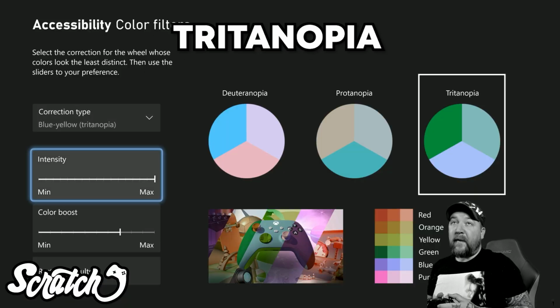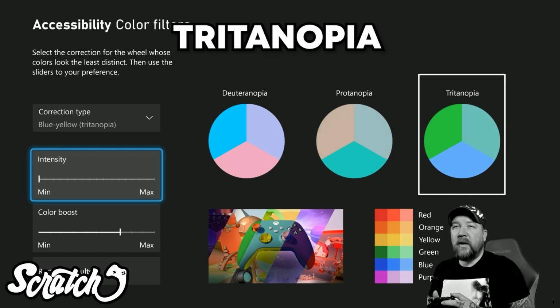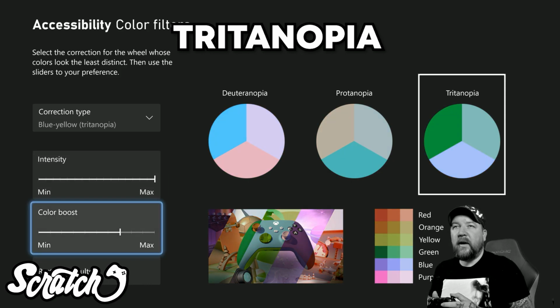Okay, and so for the final one, we are at Tritanopia. This intensity does both the blue and the yellow, so you can see the differences here as I go through them, and you can watch the color wheels change as previously. I'll just do it a couple of times so you can get a look at it. And you can see it go through there. And then, of course, again, you have the color boost. It changes the shades a little bit to help you.